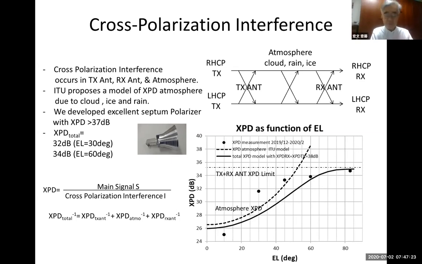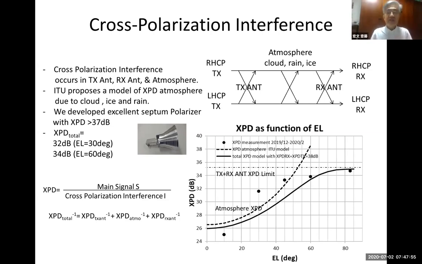at the hardware limitation. Since we have developed a very good septum type polarizer, we can achieve 32 decibel XPD at 30 degree elevation and 34 decibel XPD at 60 degree elevation. So this is the key point of this two-channel polarization system.